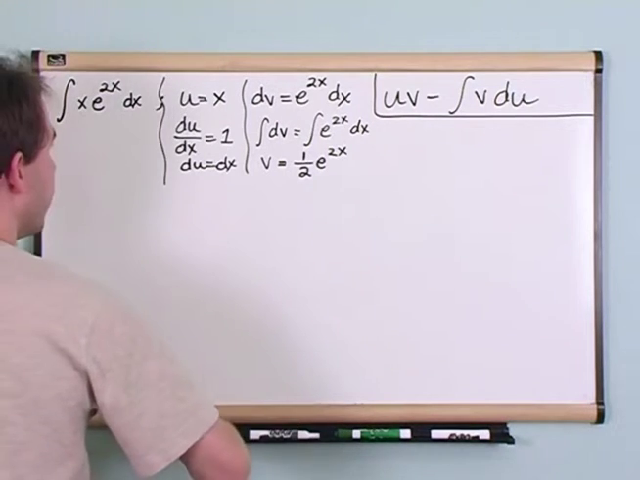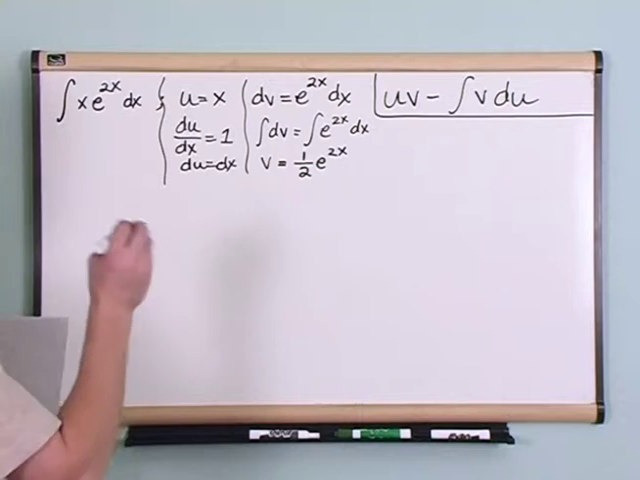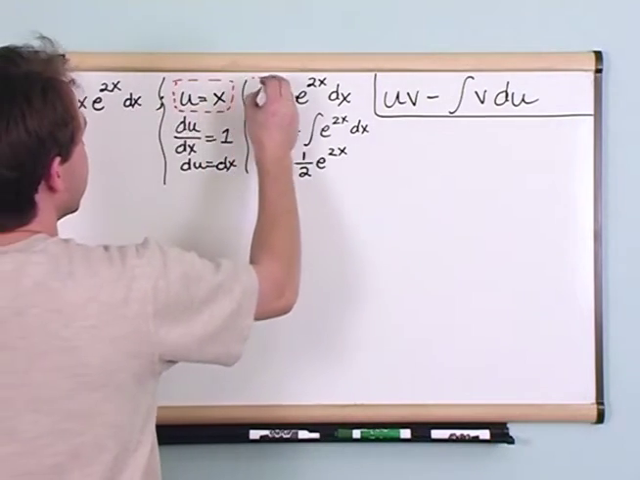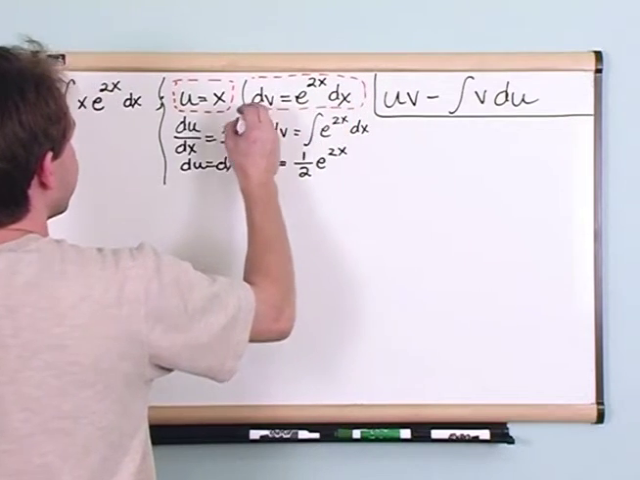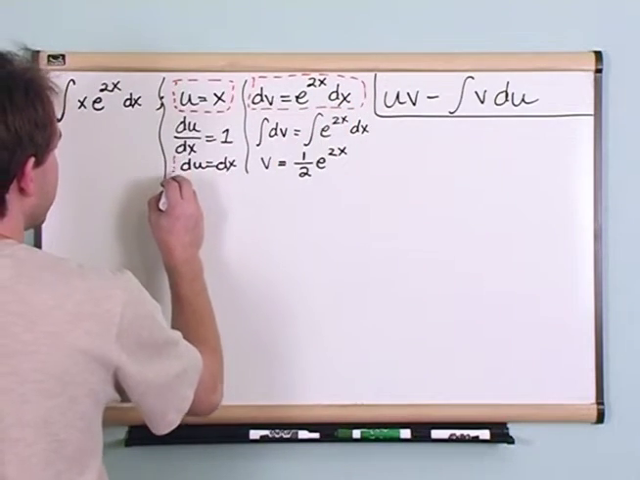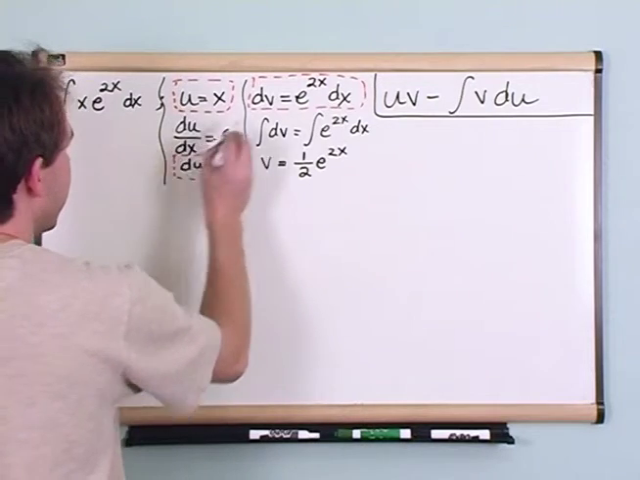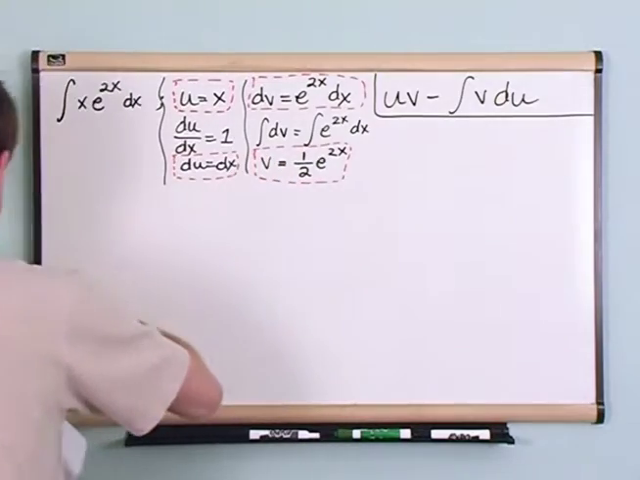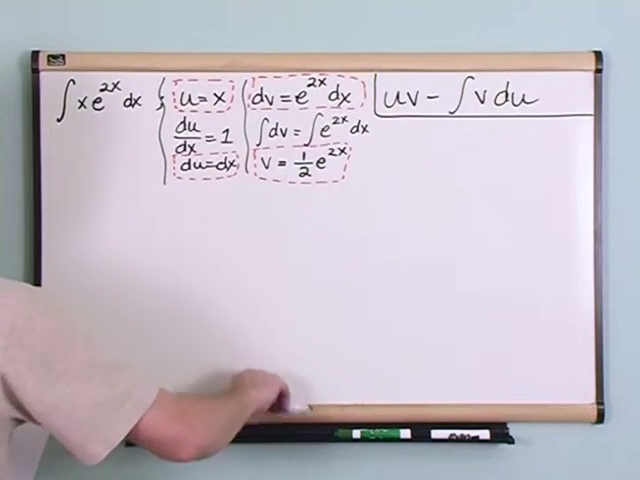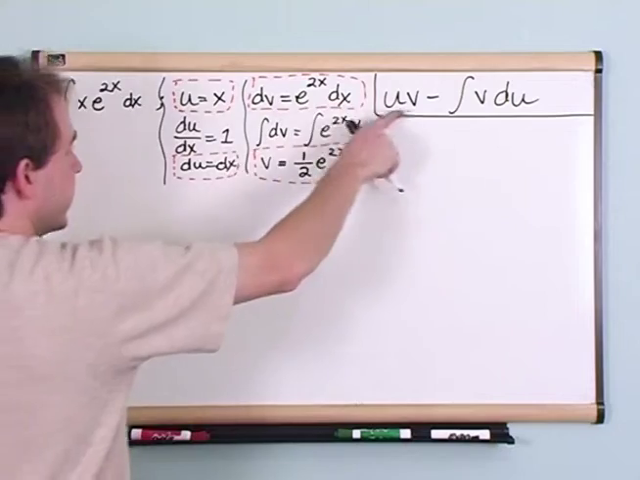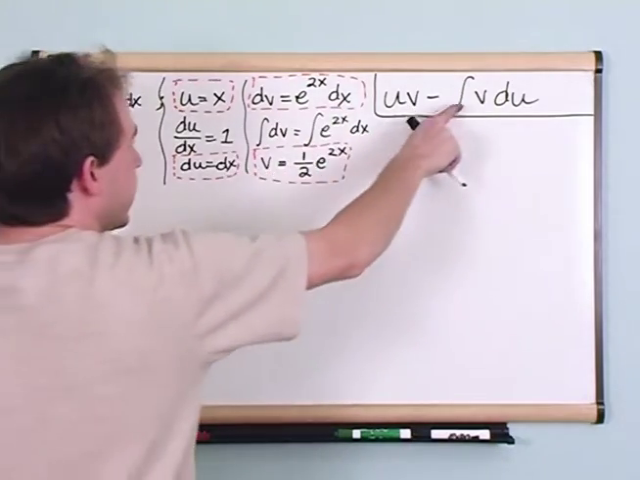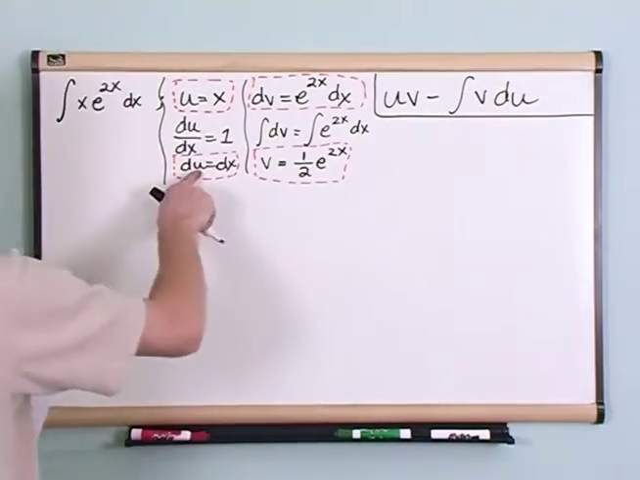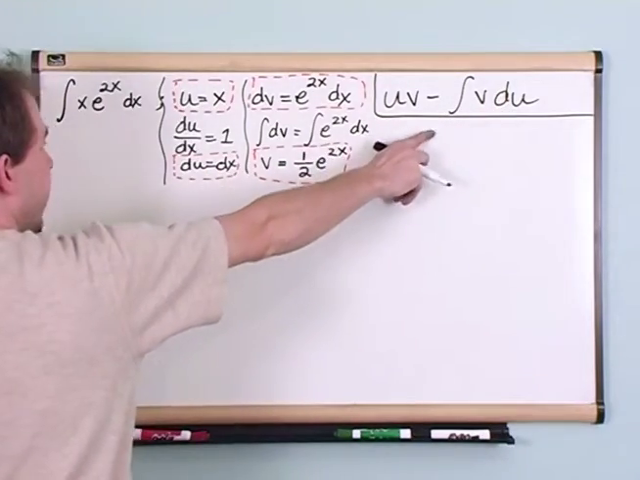But you see, what we have here is 4 important pieces of information. We have the initial u we picked, we have the initial dv that we picked, and then from that we found what du was equal to, and from this we found what v was equal to. So we have 4 very important pieces of information. U we have here, v we have here, we have an integral sign, and then we have v we have here, and du we have here. So we have all the pieces to find the answer.